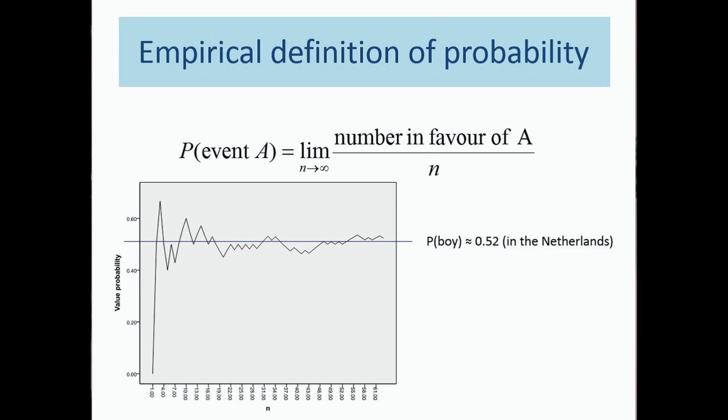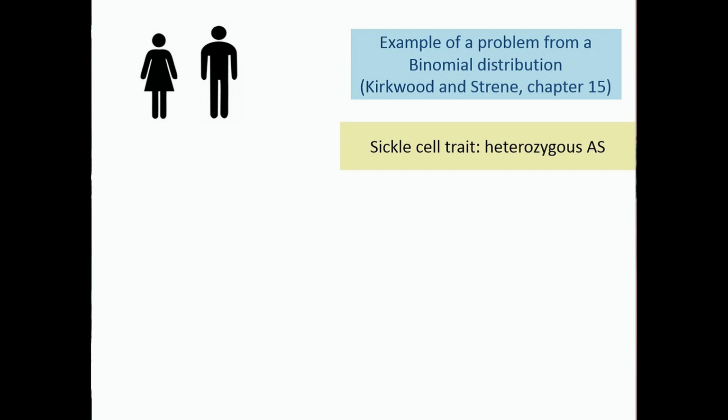Now we have some feeling for probabilities, we will have a look at two common probability distributions, the binomial distribution and the normal distribution, also known as the Gaussian distribution. In chapter 15 of Kirkwood and Sterne, there is the following example of a binomial distribution.